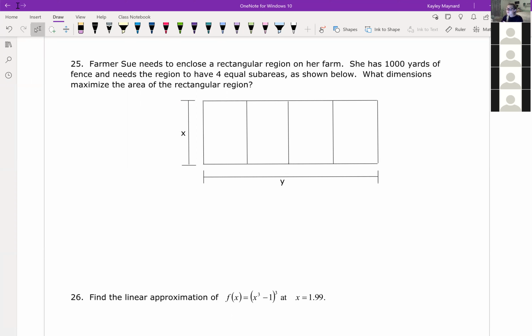Farmer Sue needs to enclose a rectangular region on her farm. She has 1,000 yards of fence and needs the region to have 4 equal sub areas as shown below. What dimensions maximize the area of the rectangular region? All right, step 1. What are we maximizing? We are maximizing the area of the rectangular region. Boom. Let's write that down.